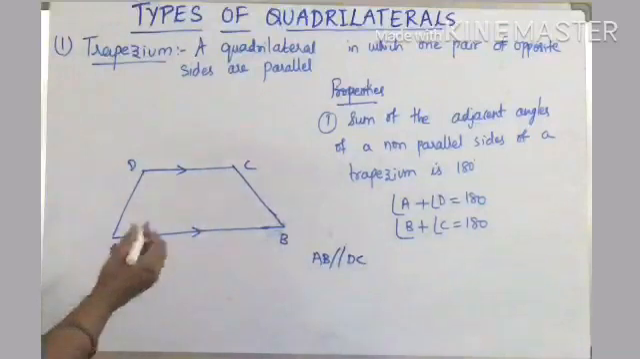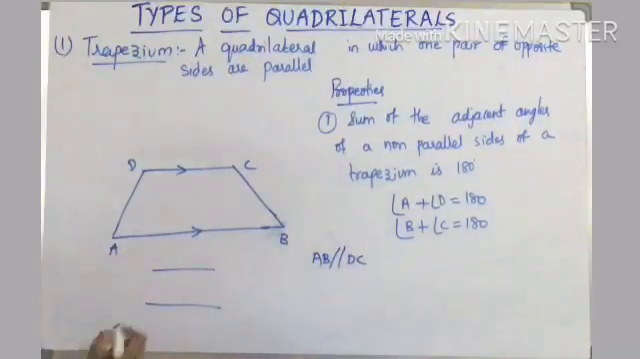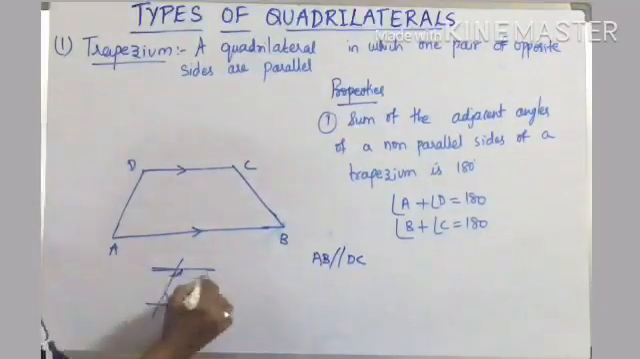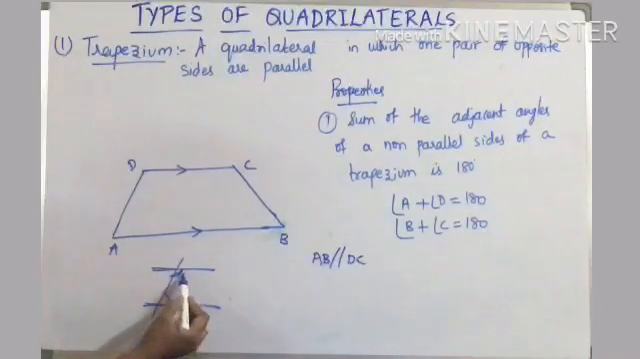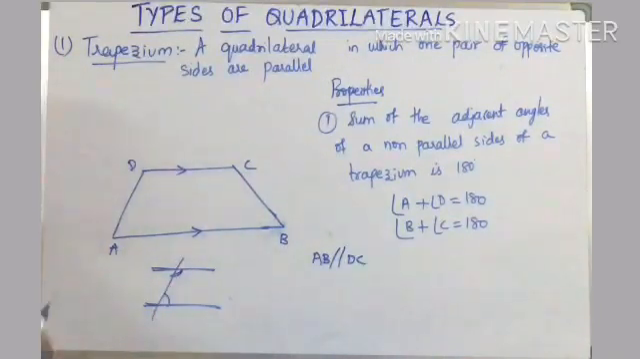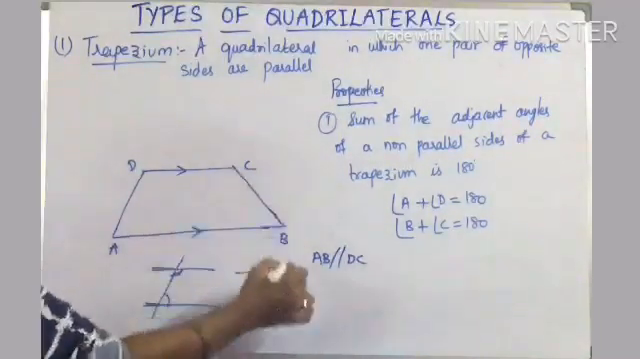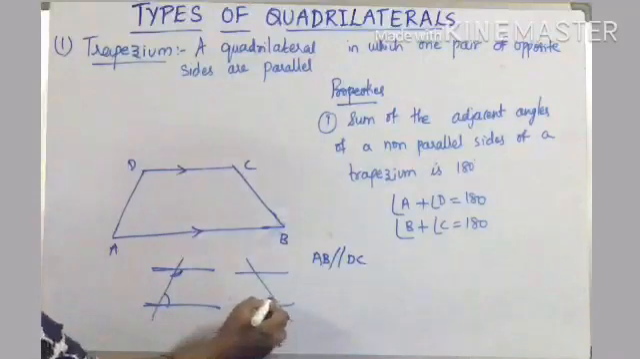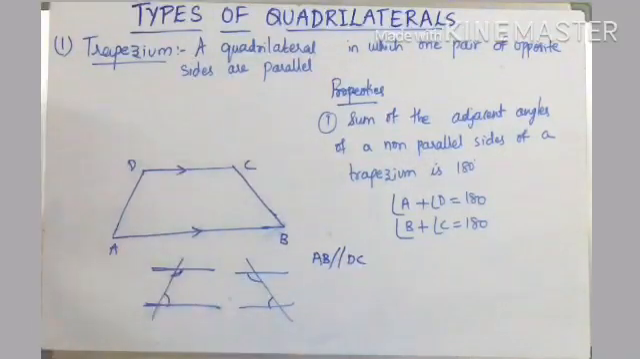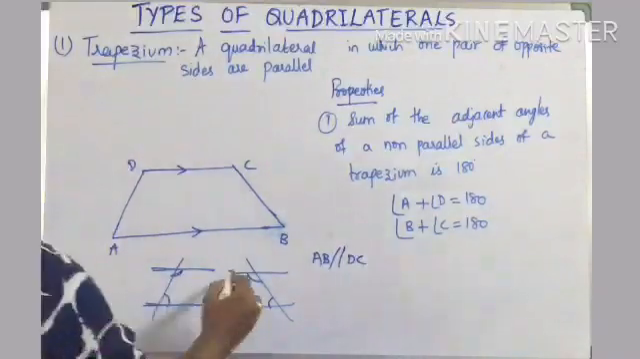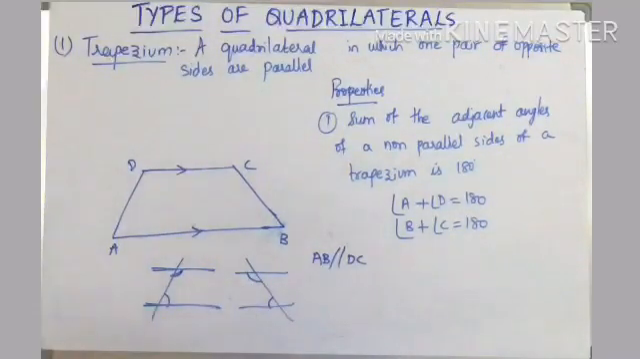Or simply we can see, children, if DC and AB are like this, DA is like a transversal. These two angles are interior angles on the same side of a transversal. When the two lines are parallel, the interior angles on the same side of a transversal are supplementary. Considering AB and DC again, BC is a transversal. These two angles are also interior angles on the same side of a transversal, so their sum is 180.